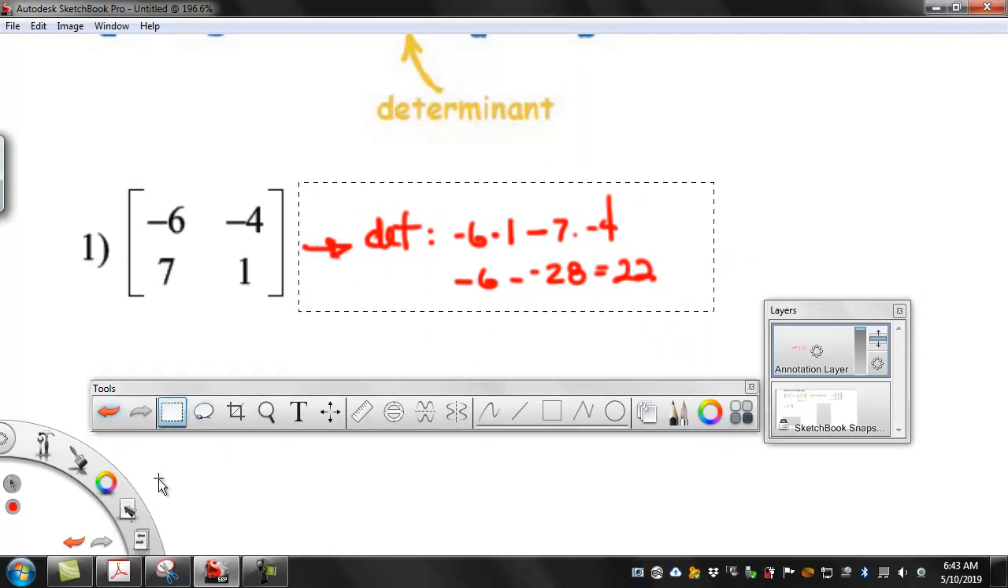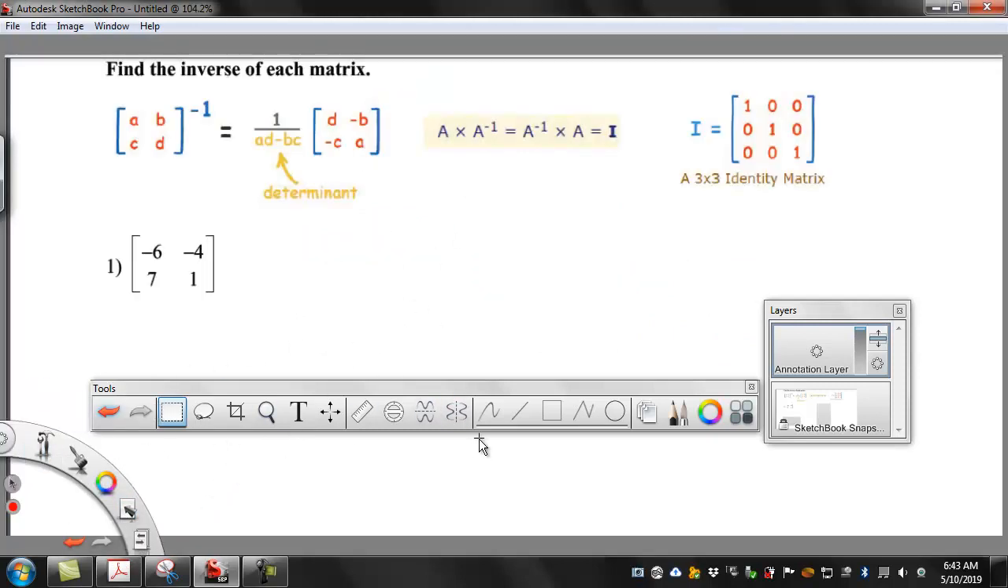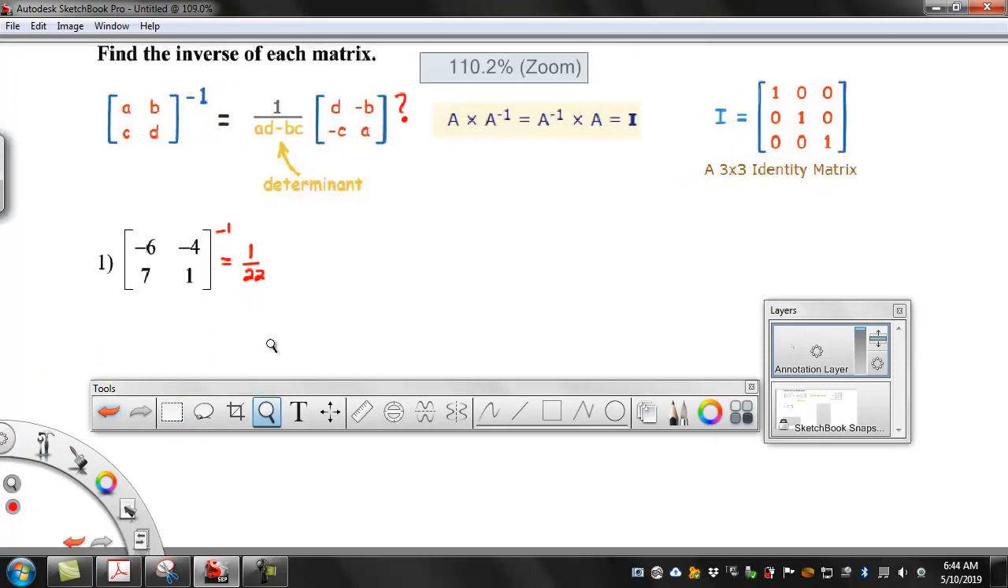That is the value of this determinant. So the first step in finding the inverse function or the inverse matrix of a 2 by 2 is to take the determinant. We know that's 1 over 22. Now we have to apply that idea right there.